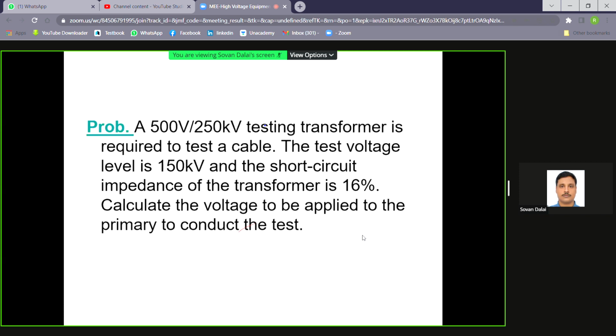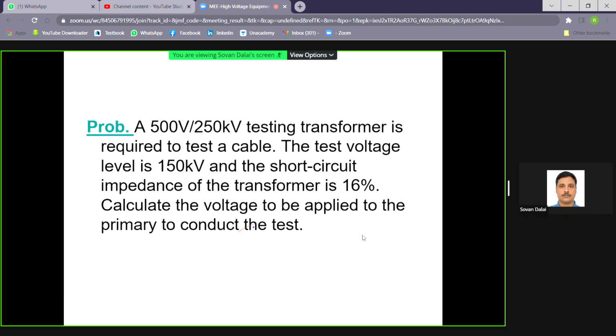Have you done this? Yes, sir. What is the voltage value? Sir, 252 volts. 252 volt, okay, fine. Did everyone get 252 volt? Yes, sir. Okay, then fine. If it is 252 volt, it is fine.